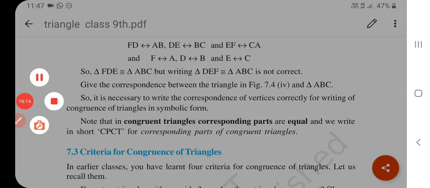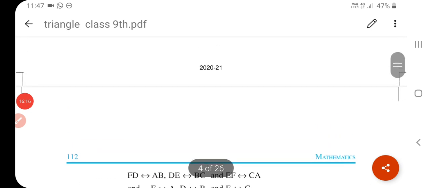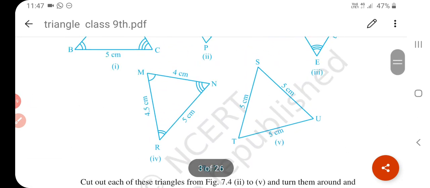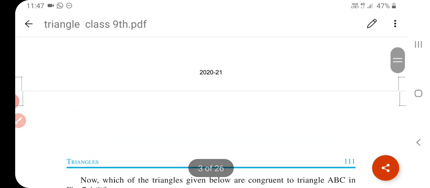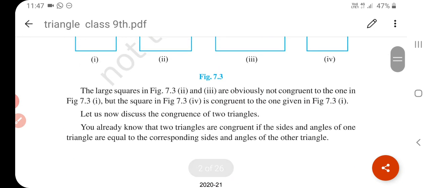Now see, first of all, this is your exam time, so we will again revise what a triangle is. A three sided closed figure is called a triangle. If we talk about triangle ABC, then A, B and C are called vertices, angle A, angle B and angle C are called the angles of the triangle, and AB, BC and CA are called the sides of the triangle.